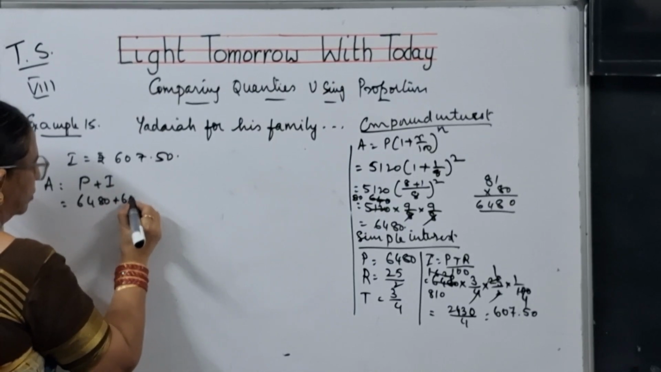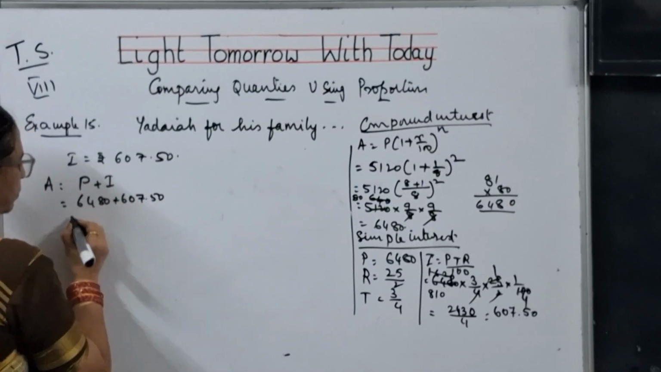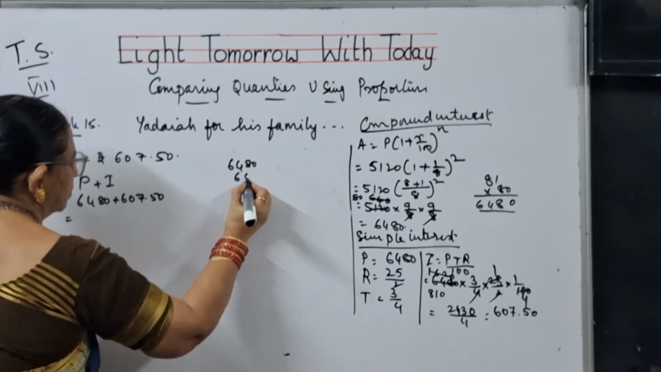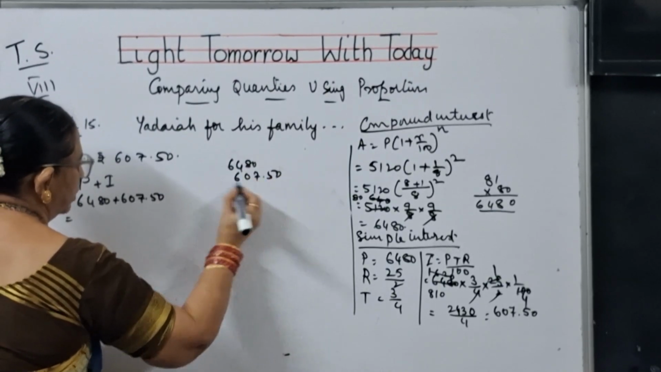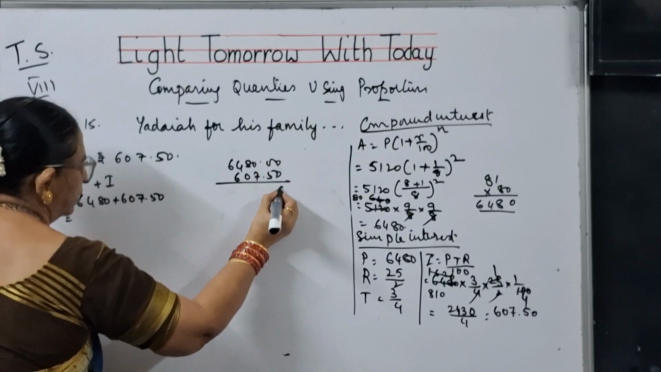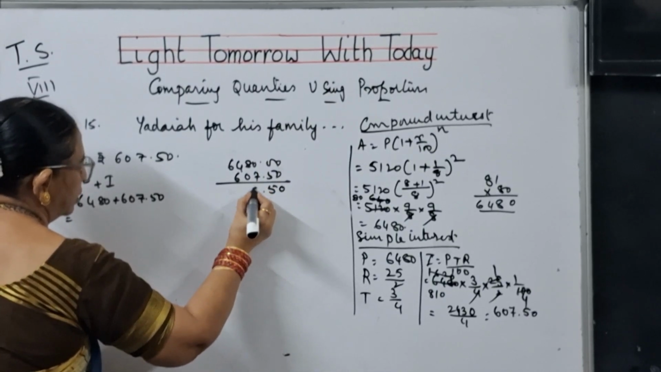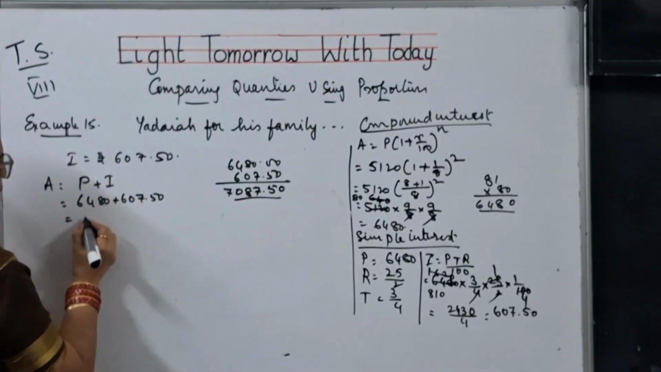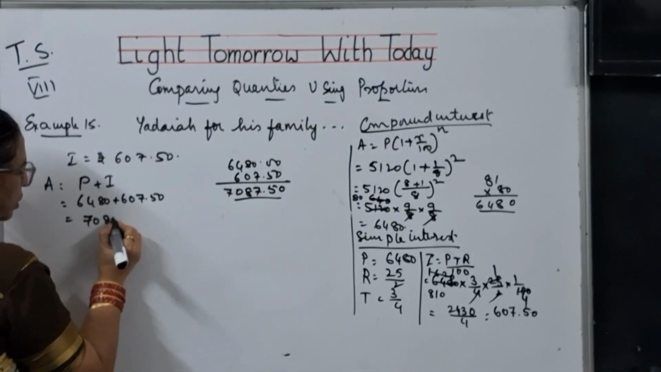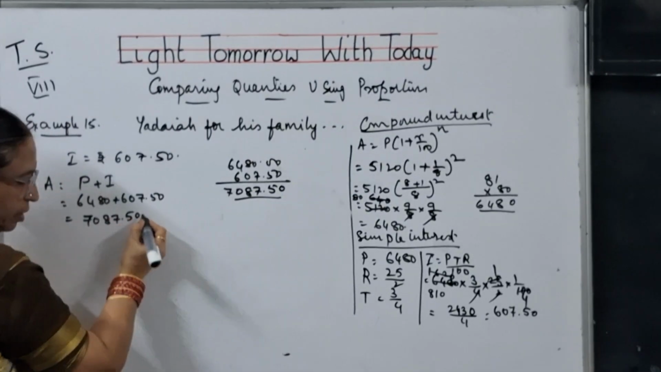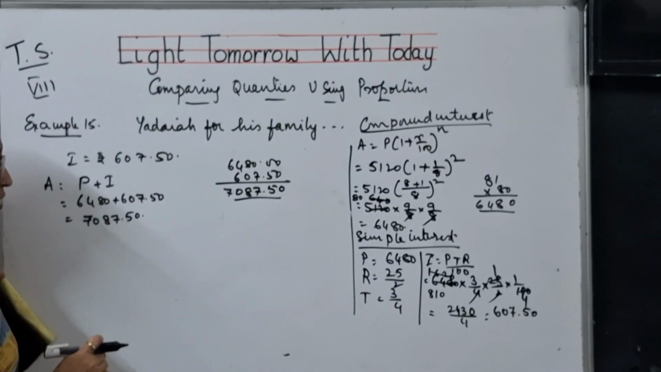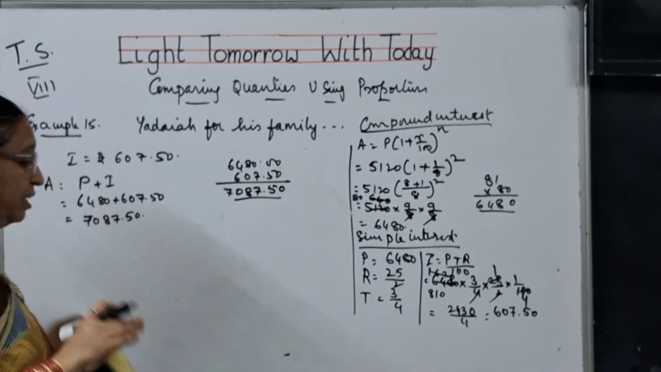6480 plus 607.50. So 6480 plus 607.50. So when you are adding, 0, 5, 7, 8, 10, 7. So it is 7087.50 is the amount. So the question is, what is the total interest?